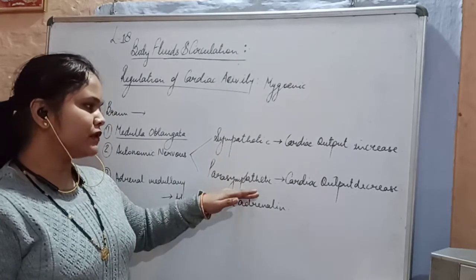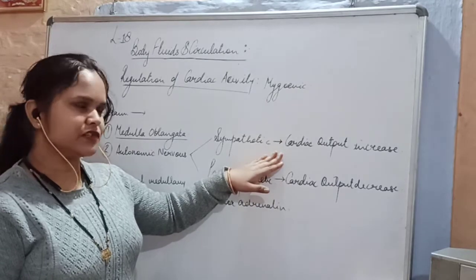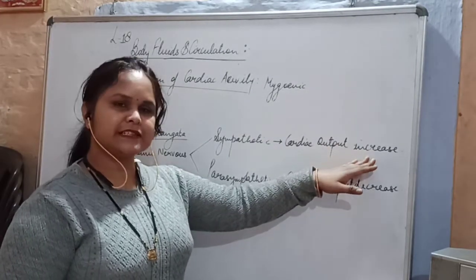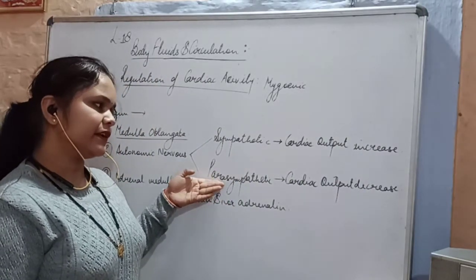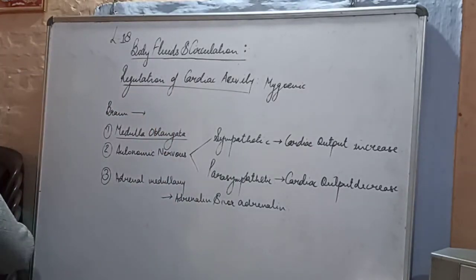So these two were also working in the same manner. They were changing the ventricular rate of contraction, due to which the cardiac output was also affected. The sympathetic nervous system was increasing it, and the parasympathetic nervous system was decreasing it. Okay. Let's move on to the next topic.